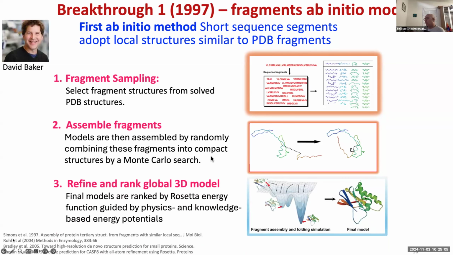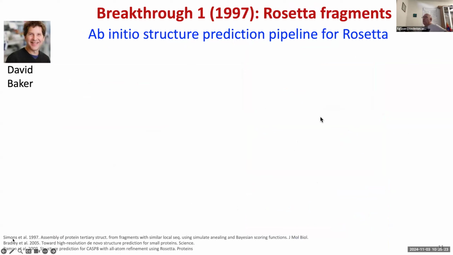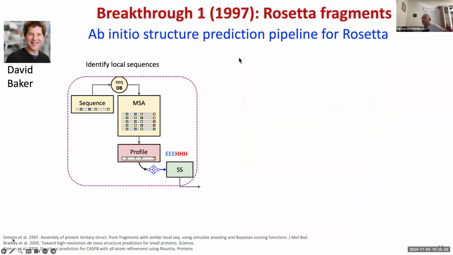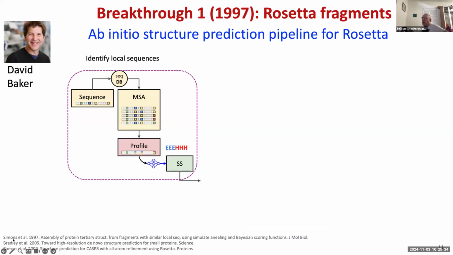It worked quite well for small proteins. Then we need to refine the global energy. This is done by the Rosetta energy function, which is basically pure physics and knowledge-based potential. But the idea is fragment sampling. This is Baker's genius idea. Now I can show you how Baker presents the pipeline for this first Rosetta fragment program in 1997. This is taken from his presentations.